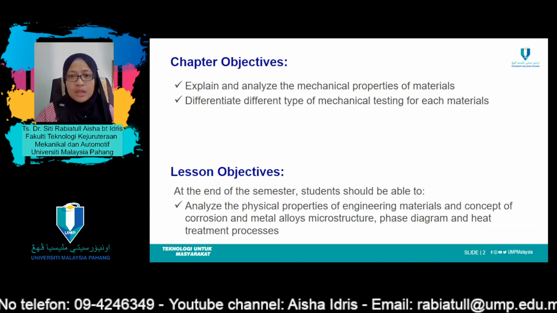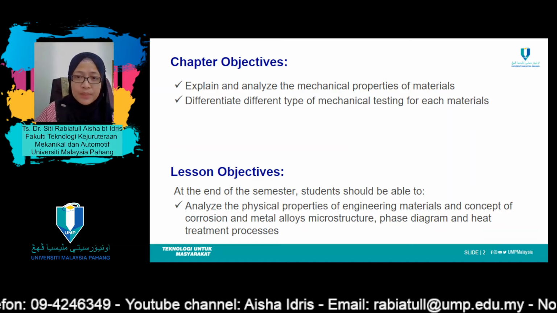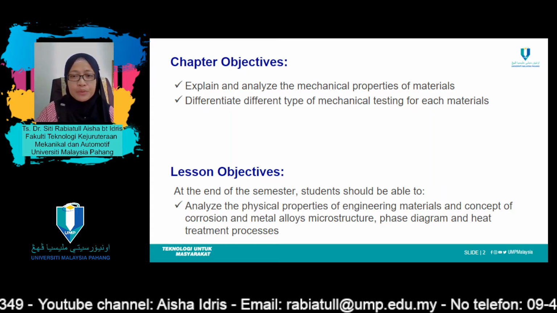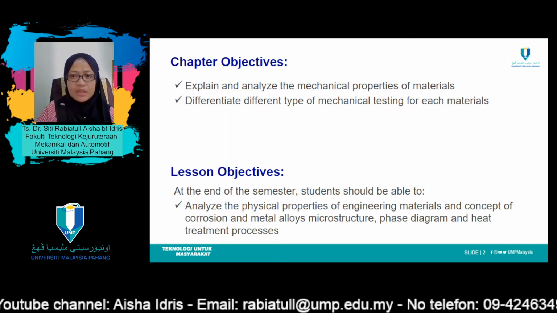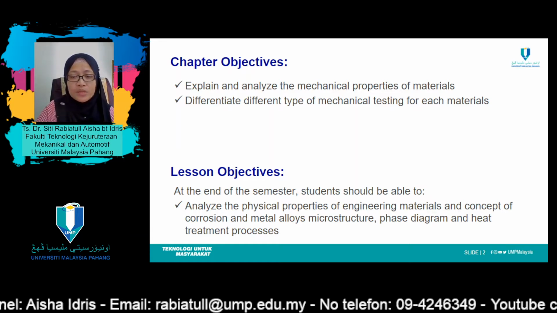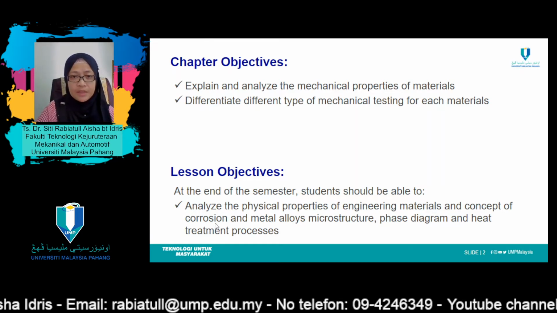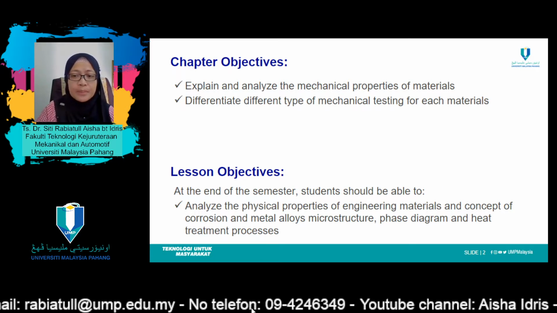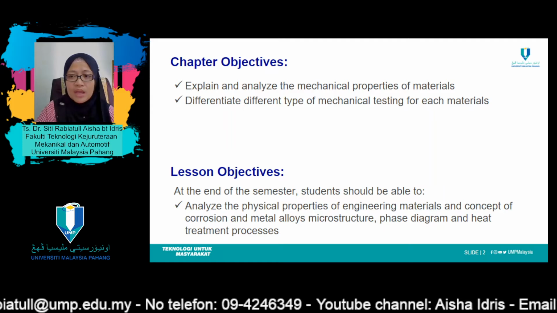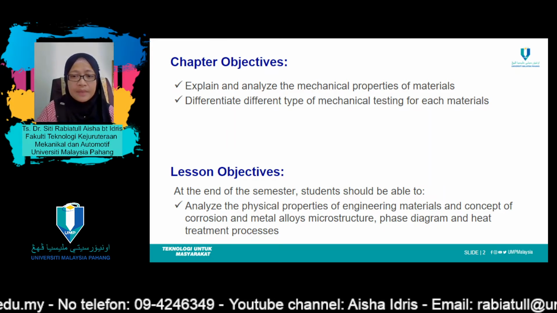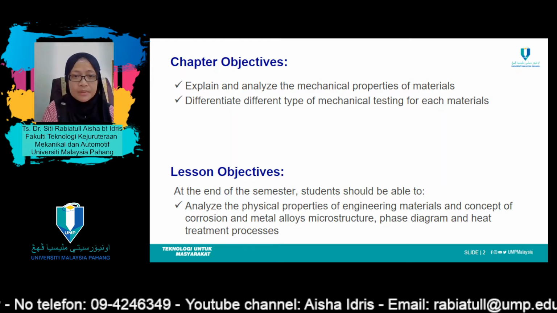Today, the chapter objectives would be to explain and analyze the mechanical properties of materials. Number 2, differentiate different types of mechanical testing for each material. Whereas for lesson objectives, at the end of the semester, students should be able to analyze the physical properties of engineered materials and the concept of corrosion and metal alloys, microstructure, phase diagram, as well as heat treatment processes.